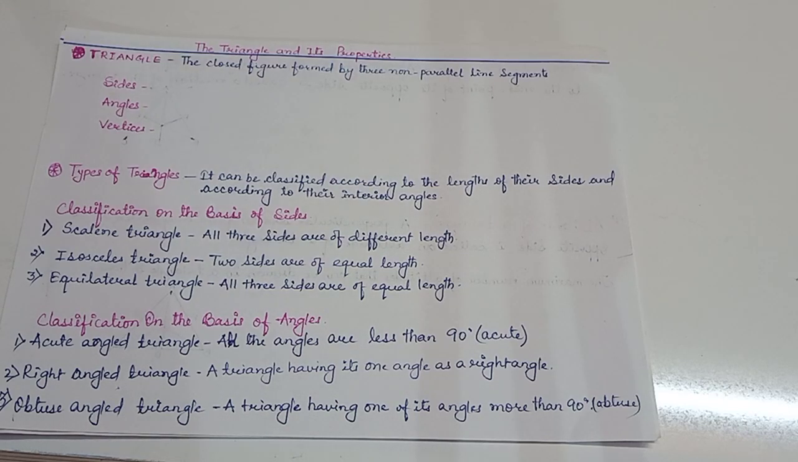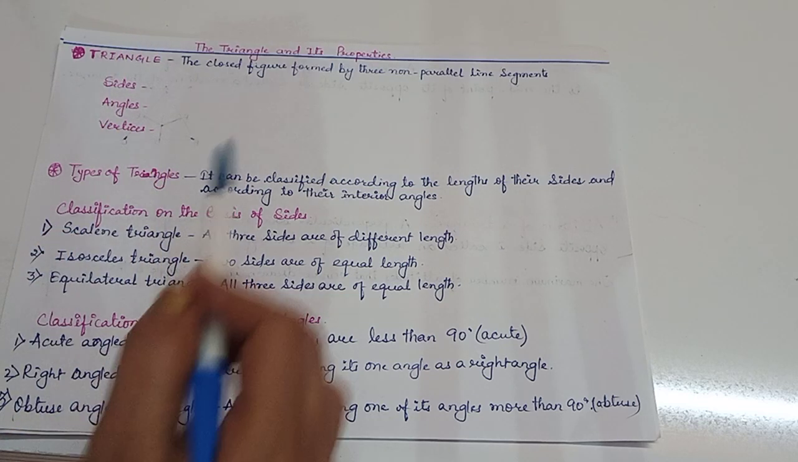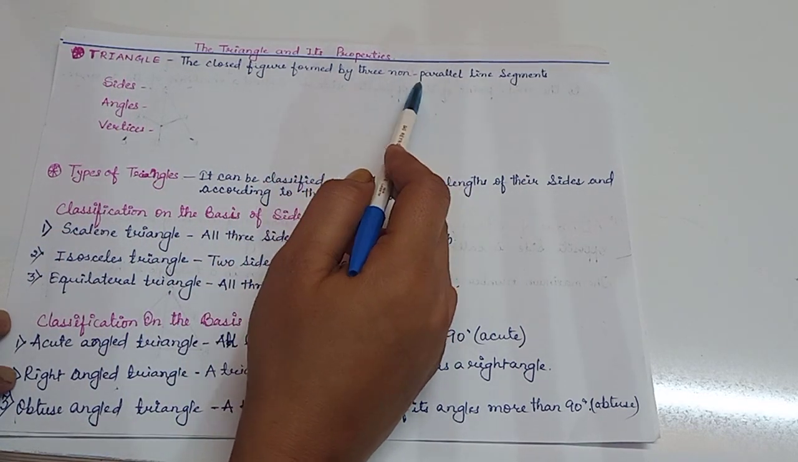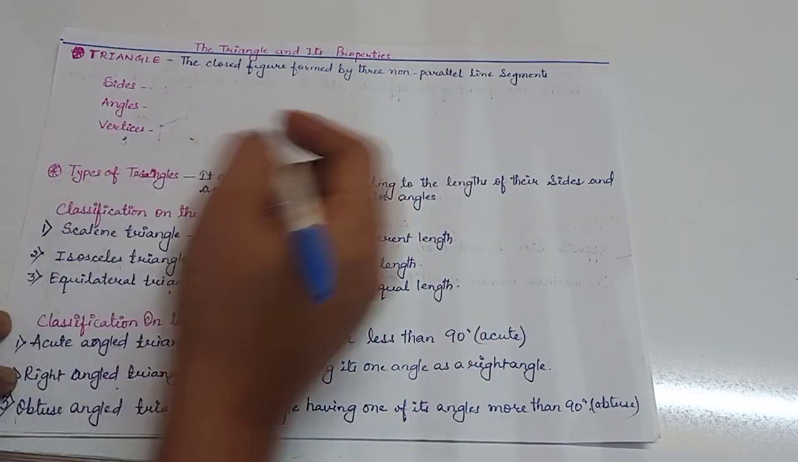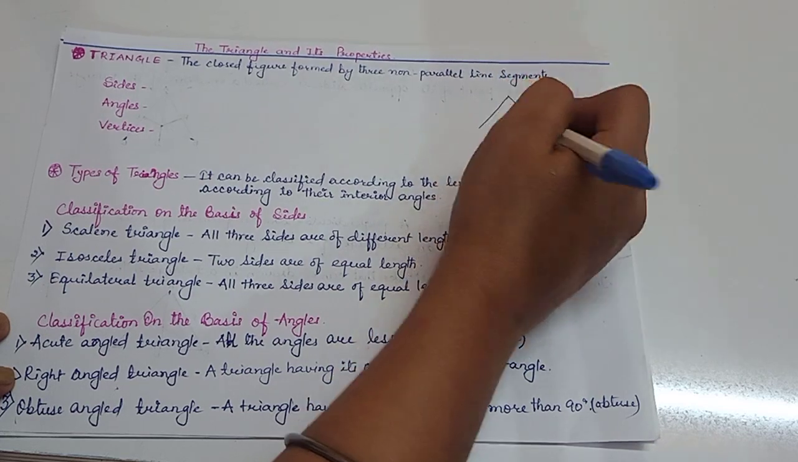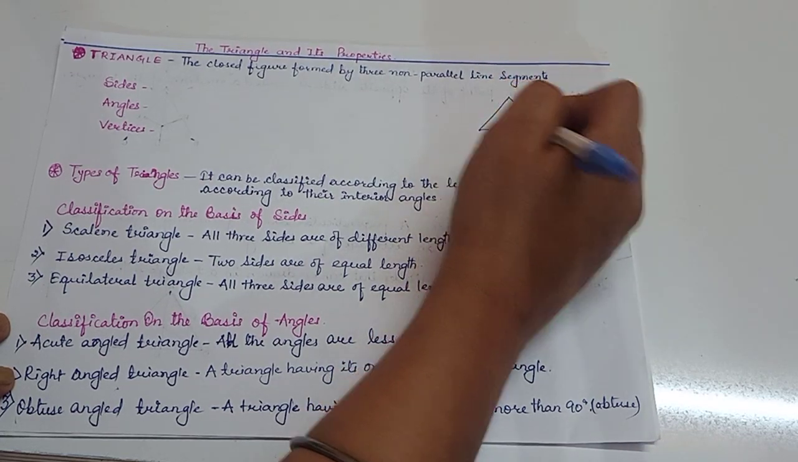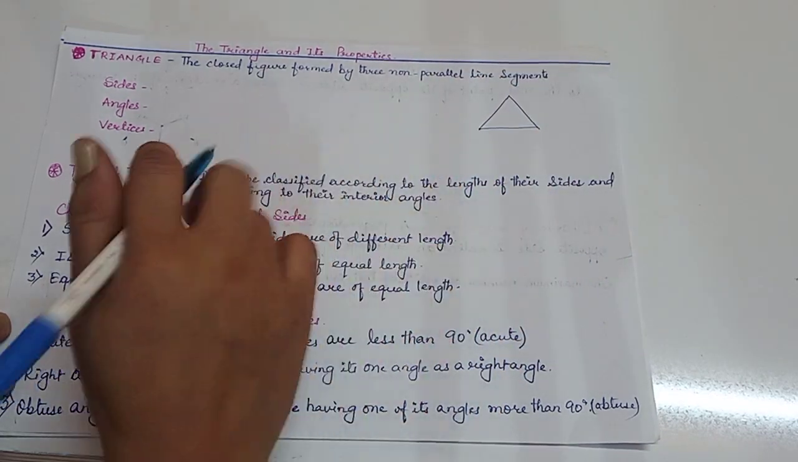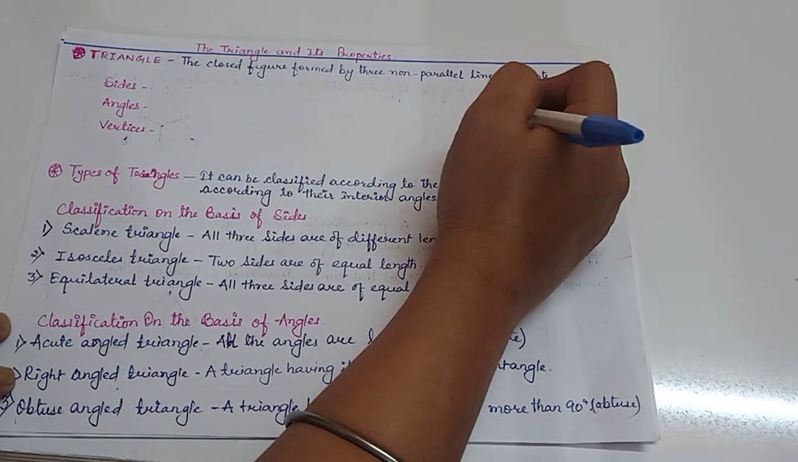So in this video, I will explain about triangles and their properties. Before understanding the properties of a triangle, it's better to understand what a triangle is. A triangle is a closed figure formed by three line segments, or three non-parallel line segments. Like here, if I draw a triangle, you can see it's a closed figure bounded by three non-parallel line segments.